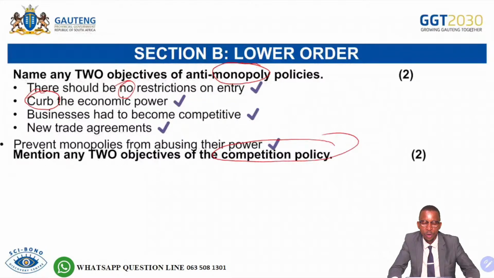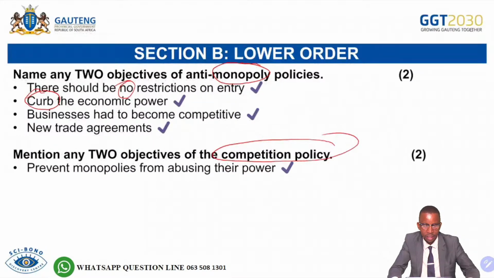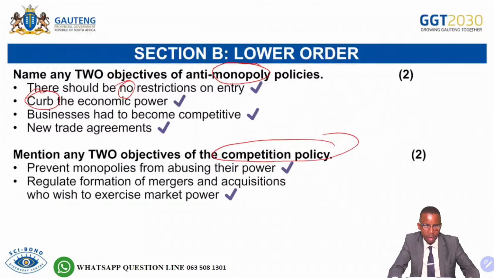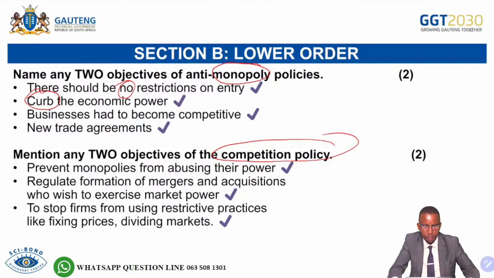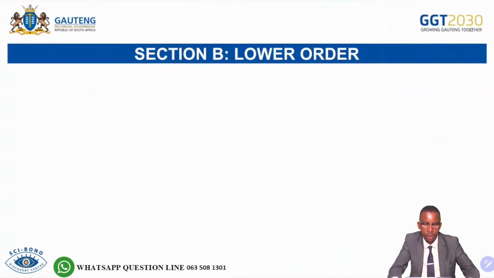We have about 8 of them: objectives to prevent monopolies from abusing their power, and then also to regulate formation of mergers and acquisitions who wish to exercise market power, and to stop firms from using restrictive practices like fixing prices, dividing market. Then we continue.